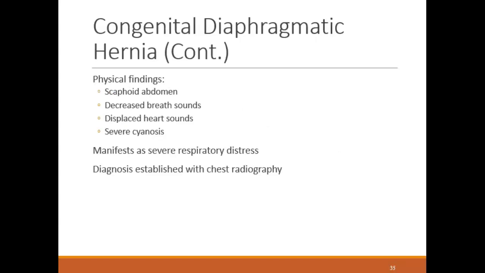Typically these babies are going to present with a scaphoid abdomen and very diminished breath sounds. It typically happens on the left side, so diminished breath sounds on the left side. Because that abdominal content is all in the left side of the chest, it's pushing everything else over to the right. So you're going to see displaced heart tones, more to the right. The baby's going to be very cyanotic. Again, this is extremely restrictive. You're not going to be able to ventilate these babies well. The baby's going to look like they're in a lot of distress, and we usually confirm diagnosis with chest x-ray.